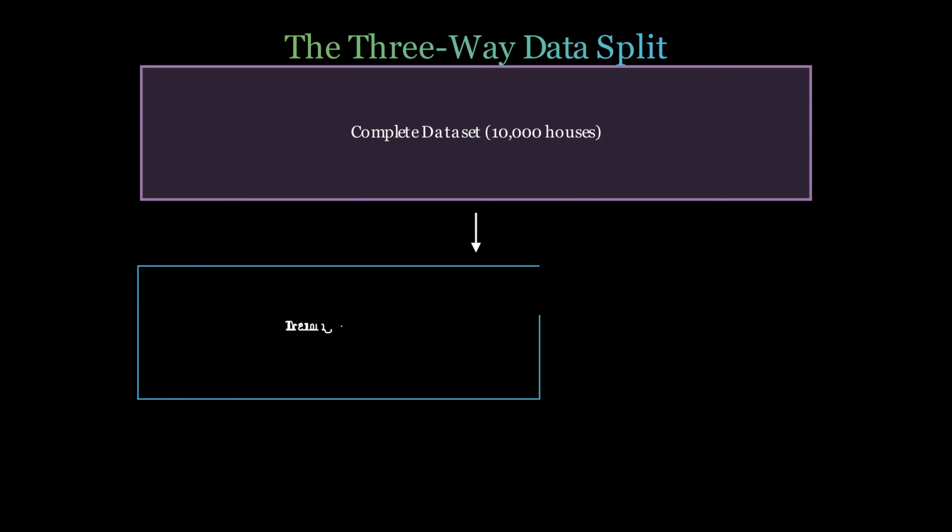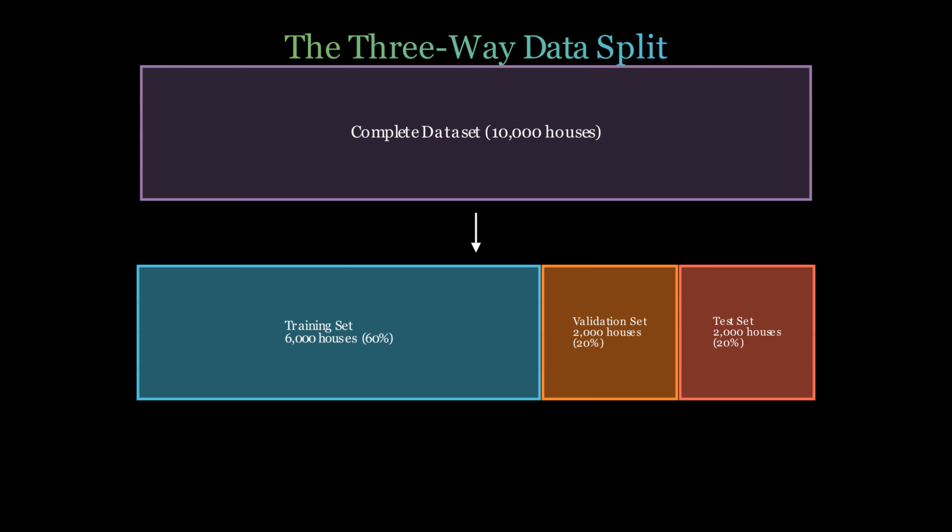From our 10,000 house dataset, we allocate 60% for training, that's 6,000 houses the model will learn from. We reserve 20% for validation, 2,000 houses for tuning and optimization. Finally, 20% becomes our test set, 2,000 houses for final evaluation. These proportions can vary, but this 60-20-20 split is a common and effective starting point.